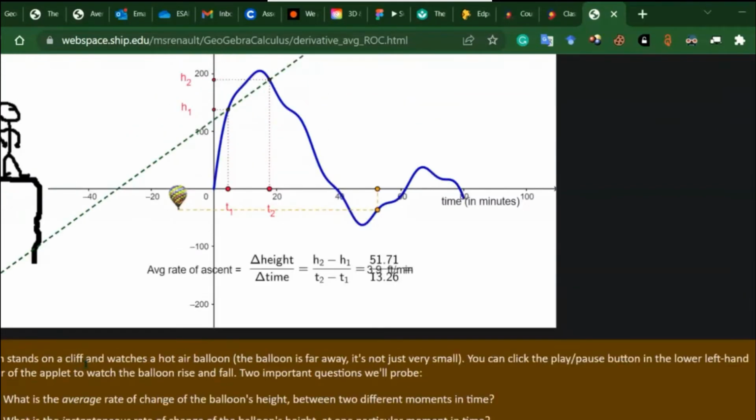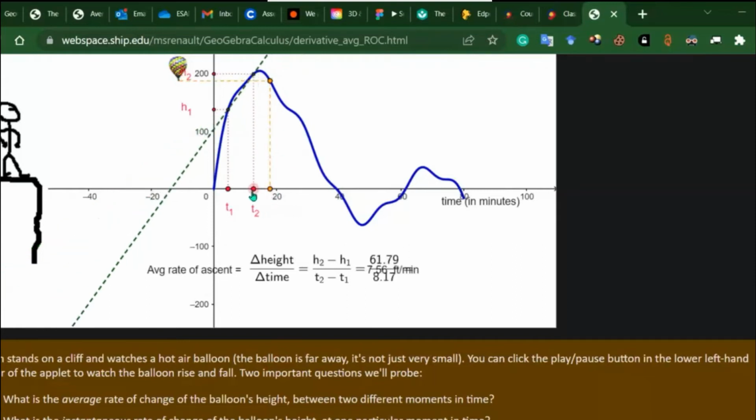The man stands on the cliff, at the edge of the rock, and watches the hot air balloon. Okay, so you can click. This one we already did. When we click this and observe the behavior of this graph and the hot air balloon, there are some questions. What is the average rate of change of the balloon's height between two different moments of time? When you fix any moment of time, for example if the time is from 20 to 30, what is the change in the height? What is the average change in height from 20 to 30? At that time you can assume and calculate.